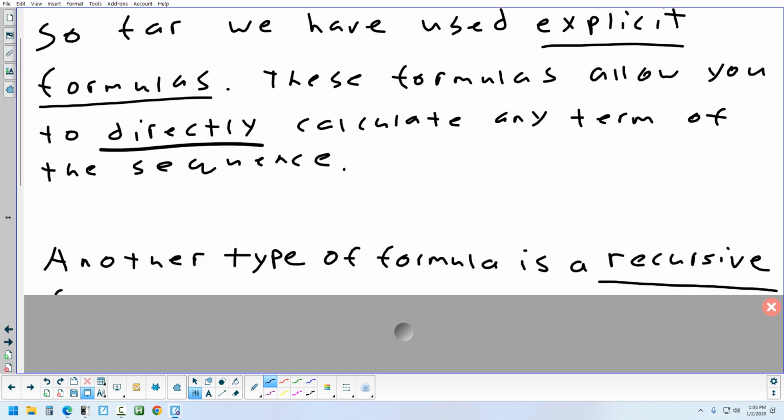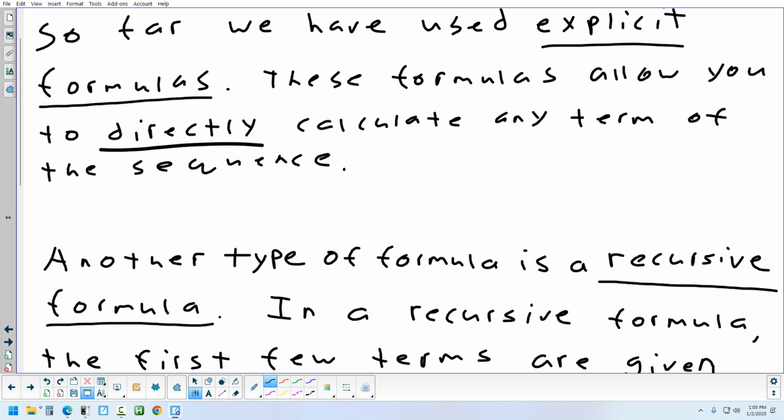The other formula is called recursive. A recursive formula is very easy to figure out. It's where you look at a pattern and you say, all right, I'm adding 3 each time. But if you want to get to the 400th term, you're going to have to add 3 that many times until you get to the term you want.